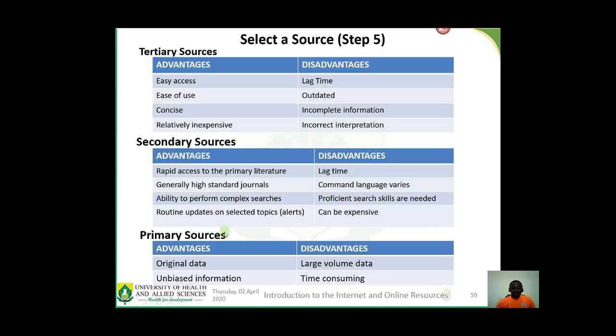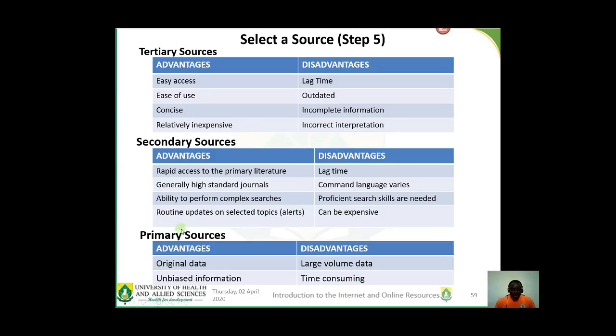What about primary sources? And of course, let's not forget to mention that these secondary sources can be very expensive. In fact, sometimes an article may cost you about $150. That is a lot of money if you convert to Ghana cedis.